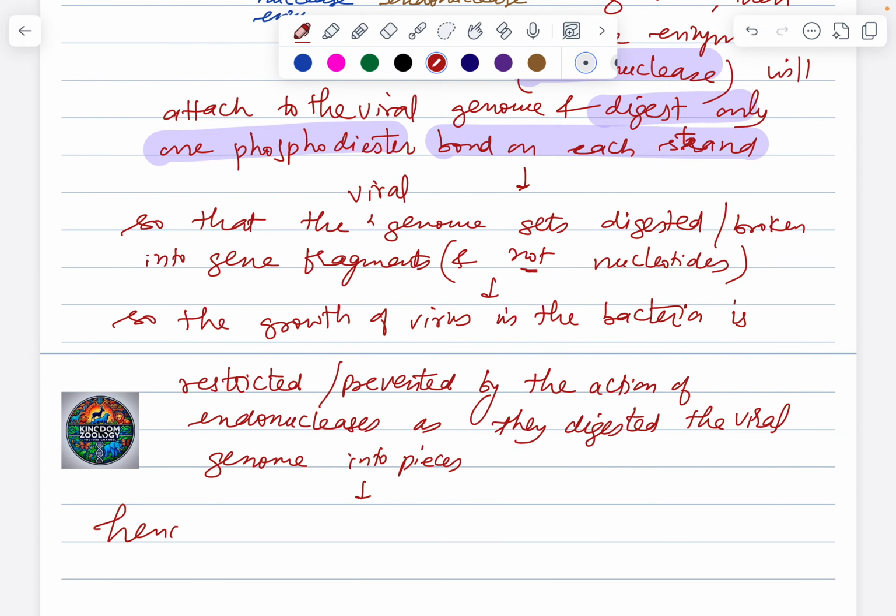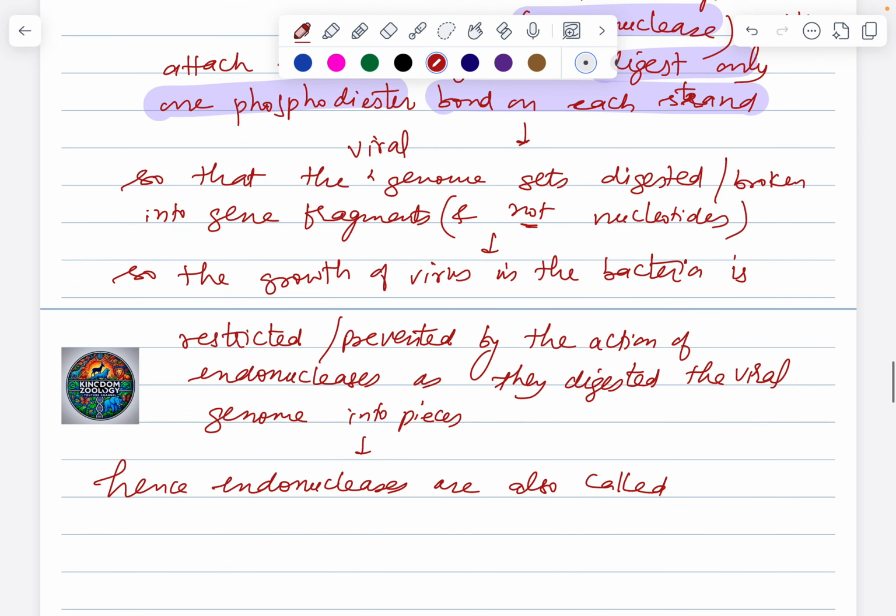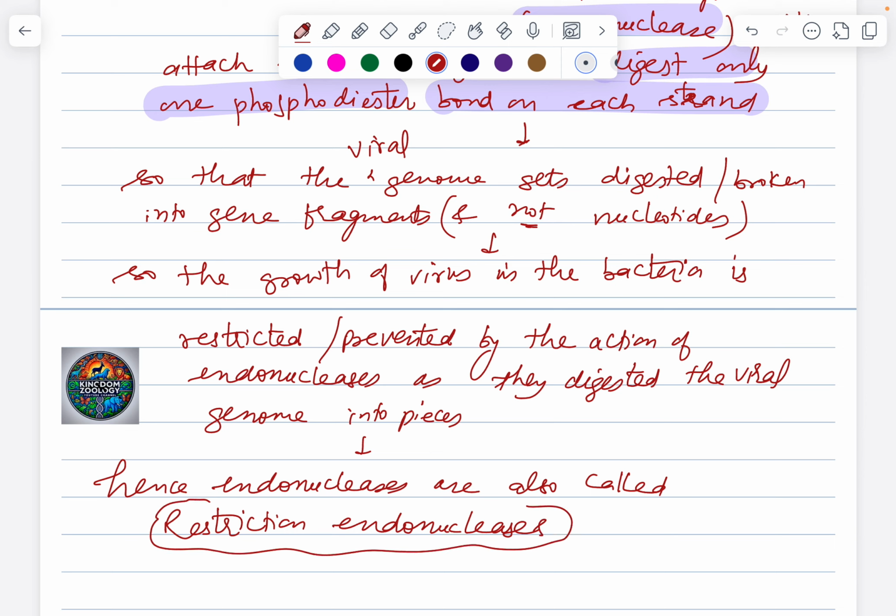Hence, endonucleases are also called restriction endonucleases. Why are they called endonucleases? Because they don't attach at the edges, they attach somewhere in the middle, inside. That's why endonucleases. And ultimately, what are they achieving? They are restricting the growth of the virus inside the bacteria. So what is the name? Restriction endonucleases.